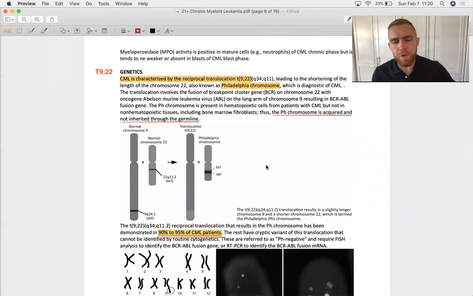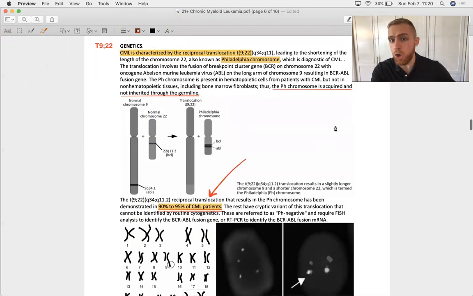Genetics. Every case of CML expresses a 9;22 translocation with a BCR-ABL fusion product. 90 to 95% of the time, we're going to call that the Philadelphia chromosome, which is acquired and is not inherited. So patients very often ask, oh my gosh, is my child going to get this, or my children, because I have this leukemia? And the answer is no, this is acquired.